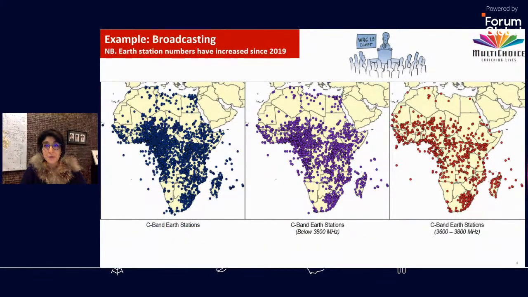Another example is from MultiChoice, a broadcaster in Africa. You can see three images of C-band Earth stations in Africa. The middle image is below 3.8 gigahertz, and the third image is from 3.6 to 3.8 gigahertz. It's worth noting that the number of Earth stations has increased since this presentation was given. Next slide.